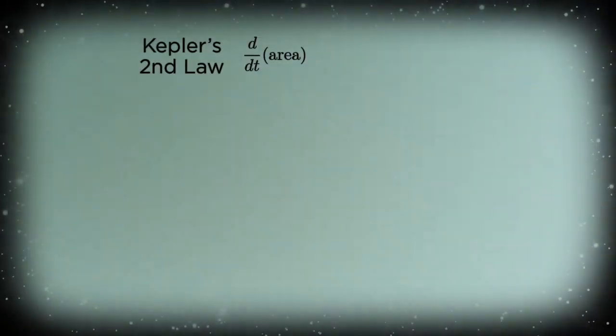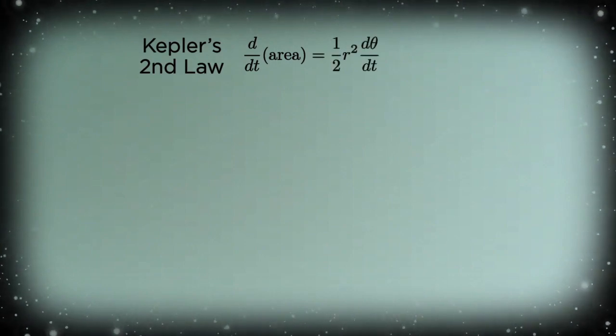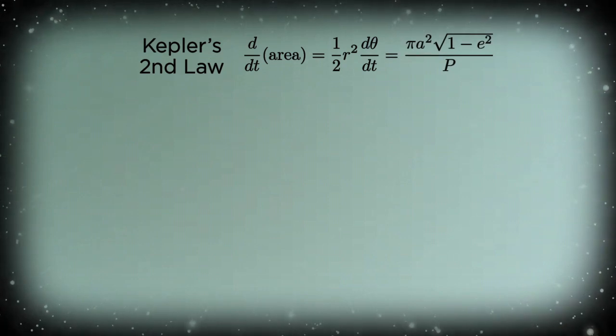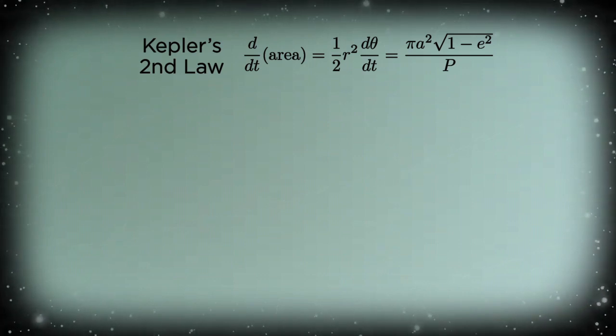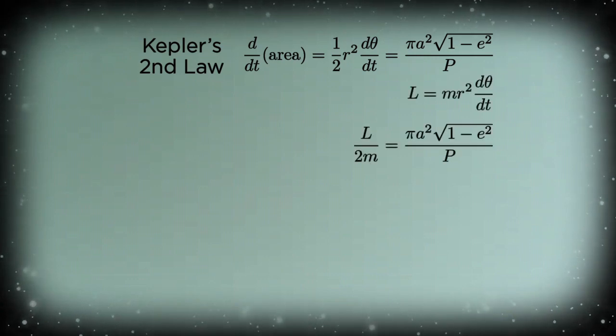As an immediate application of this formula, we can take care of a piece of unfinished business, Kepler's third law. Last time we proved it for a circular orbit, and now we can prove it for the general case of an elliptical orbit. We start with Kepler's second law. 1/2 r squared dθ/dt equals pi a squared times the square root of 1 minus e squared, that's the area of the ellipse, divided by P, the orbital period. Notice, the left side of this equation is the angular momentum L divided by 2m.